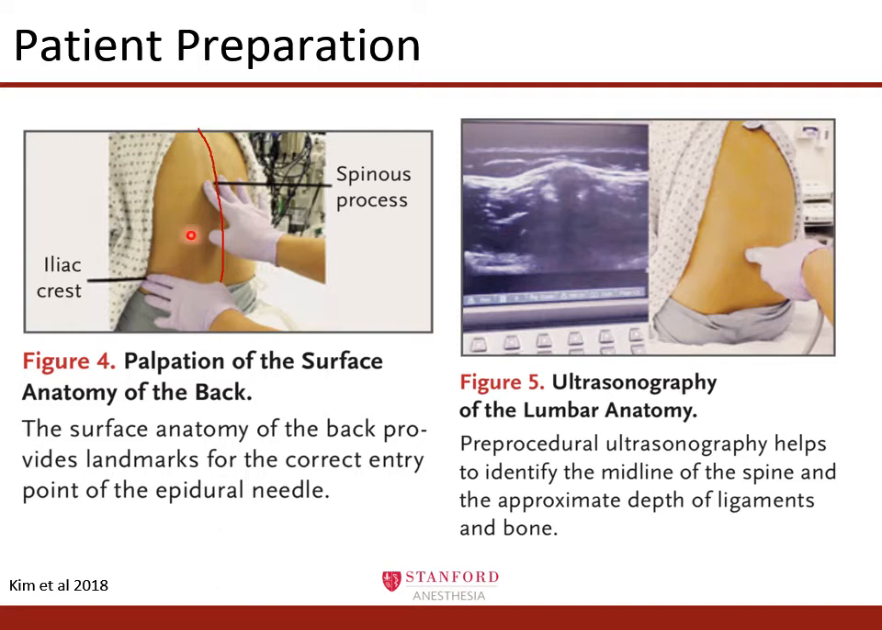Now, key anatomical landmarks include identifying the spinous processes, which gives us the midline, and identifying the iliac crest, which helps identify L4. In patients where this is difficult, we can also use ultrasonography to identify the midline and to approximate the depth of the ligaments. We will not further discuss ultrasonography during this lecture.